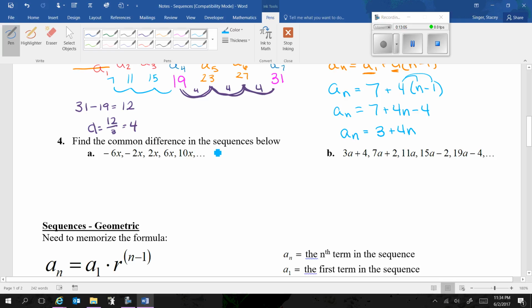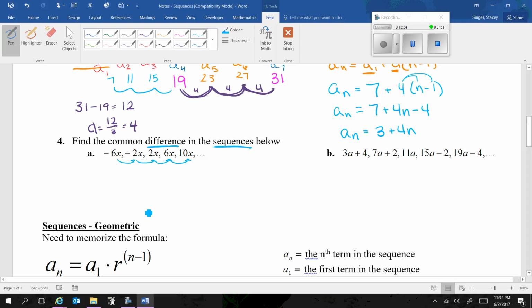All right. In the sequences below. So, and it says difference. So it's telling me it has to be an arithmetic sequence, because difference refers to arithmetic sequences. So I want to figure out how I'm changing negative 6x into negative 2x, negative 2x into 2x, 2x into 6x, and 6x into 10x.